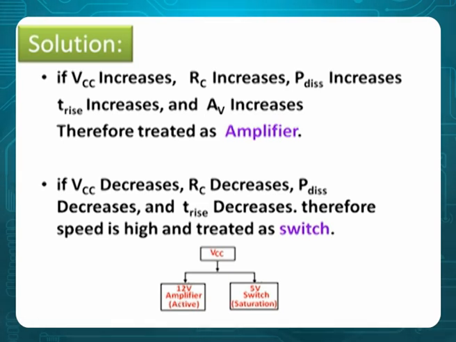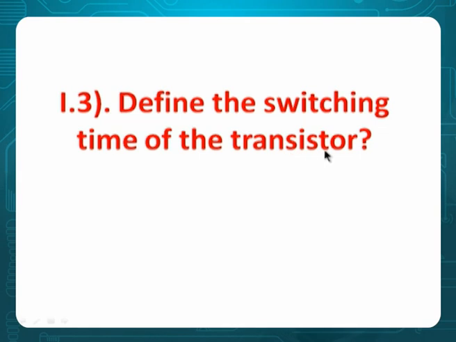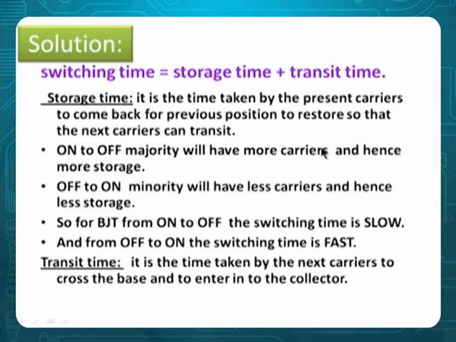This is the second idea to say how to decide. So first one, I have decided how to choose beta. Second is how to choose VCC. Question number 3. Define the switching time of a transistor. Switching time is defined as storage time plus transit time.